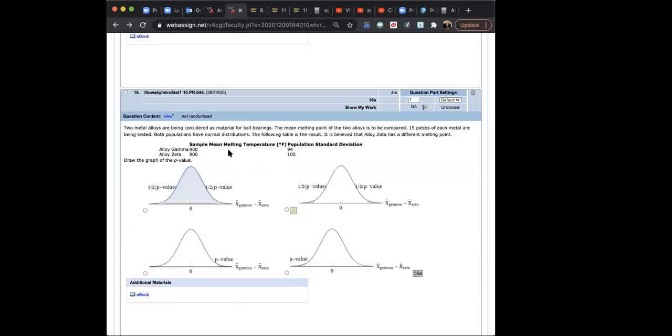Now, the comparison here, notice the comparison is neutral in the sense that we're not saying that the melting point of one alloy is different than the other alloy. We're not saying that, okay? We're just testing to see whether, in fact, they're not equal, right? So the correct answer would be this graph here, because that alternative hypothesis would give us a two-tail test, and the shaded area represents 1/2 the p-value. So this graph here is the correct graph.